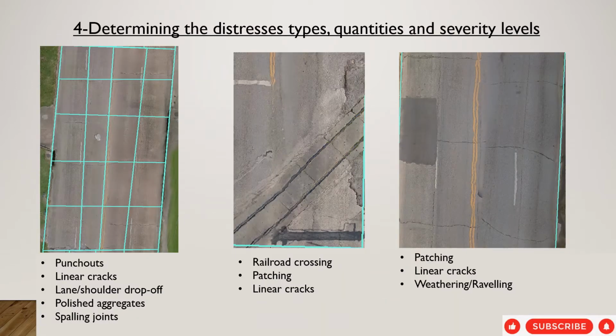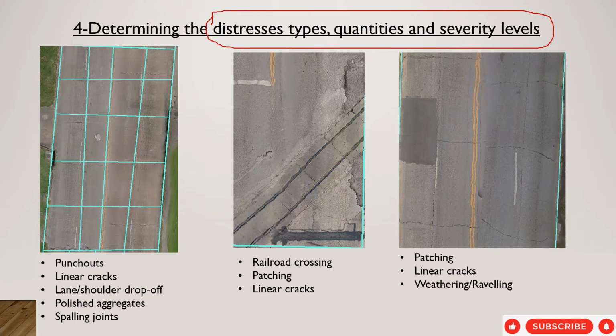After dividing the road into a number of sections depending on the pavement type and the road width, and calculating the number of samples to be inspected, now comes a very important task, which is the determination of these distresses, types, quantities, and severity levels. These distresses are the cracks that appear on the road. Some of these cracks are measured in linear feet, others are measured in square feet as an area, and others are measured as a count, like potholes, for example.